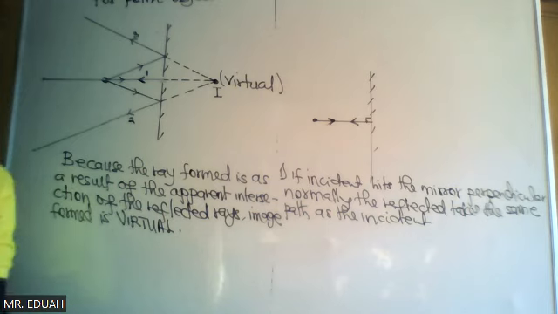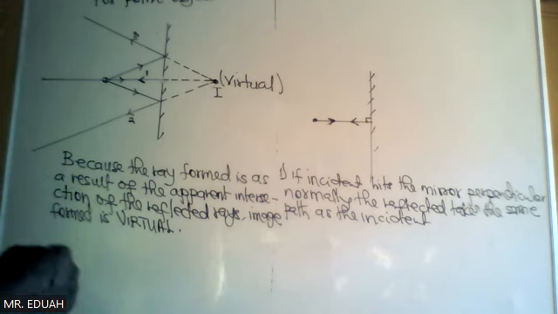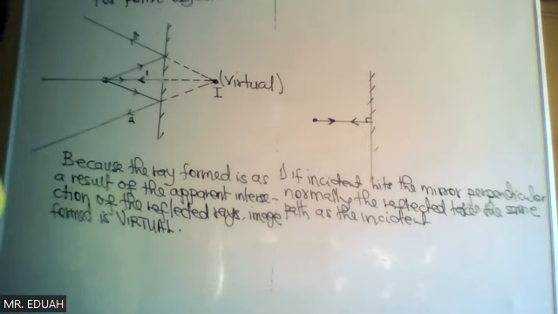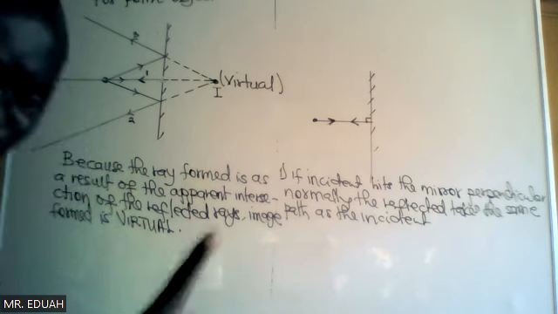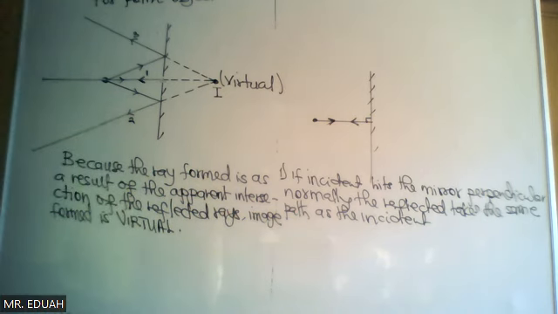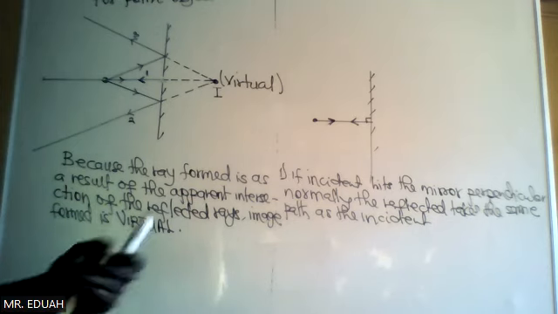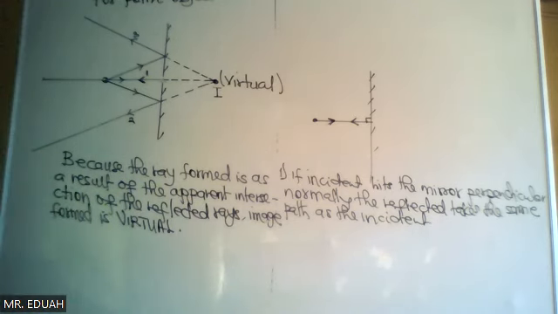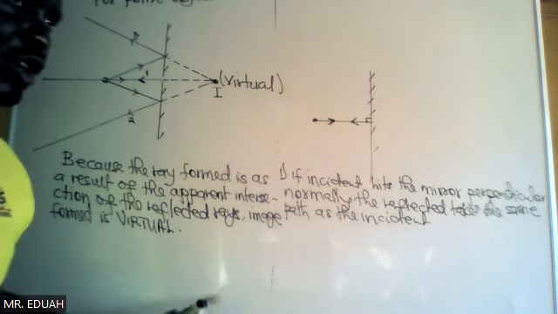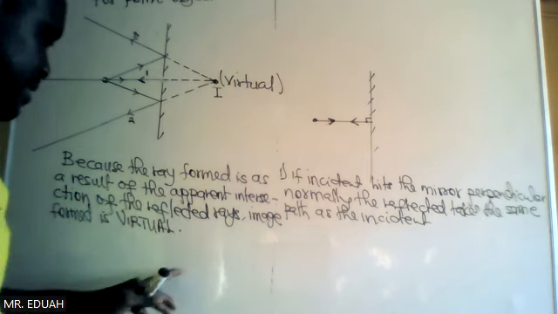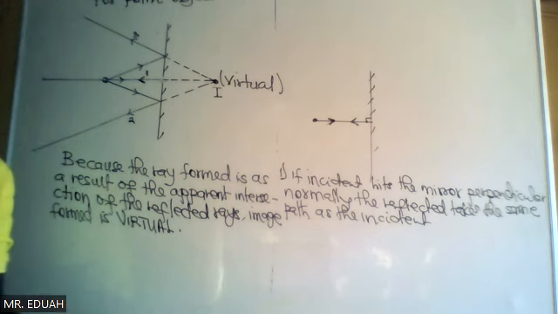So if the reflected rays actually meet in front of the mirror or at the side of the object, the image formed will be real. If an image is virtual, the explanation is, one, it is not formed on a screen. Two, it is formed as a result of the apparent intersection of two or more reflected rays. Then the image formed is virtual.